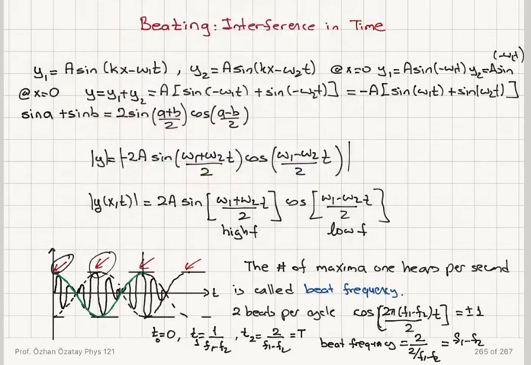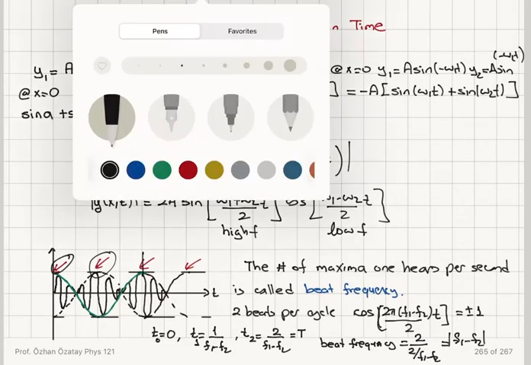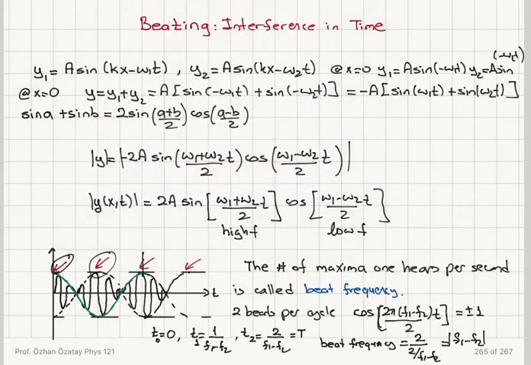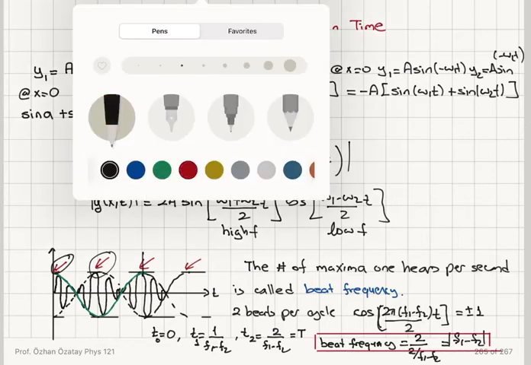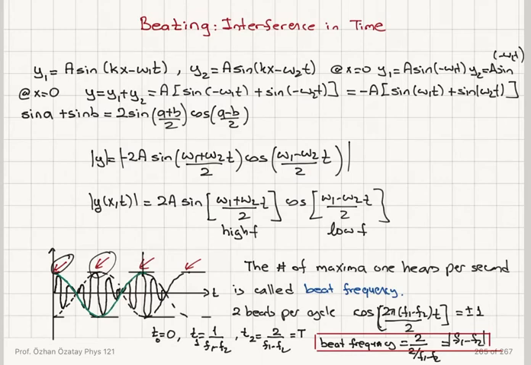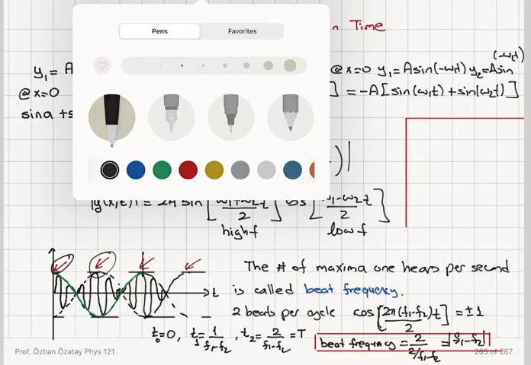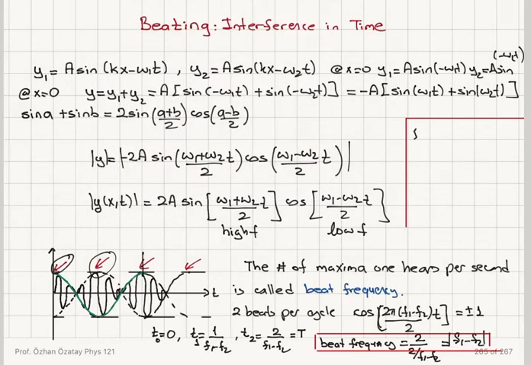Now f1 can be greater than f2 or less than f2. So I can say that the beat frequency is basically the absolute value of f1 minus f2. So this is the beat frequency that I will hear. Now it turns out that the maximum beat frequency the human ear can detect is 20 beats per second. So let's put that as a side note here. We have a maximum beat frequency.